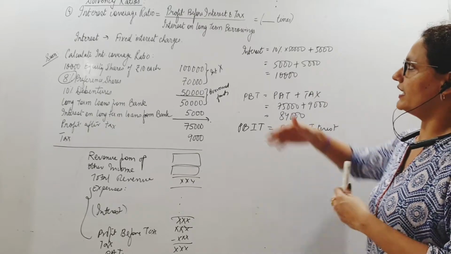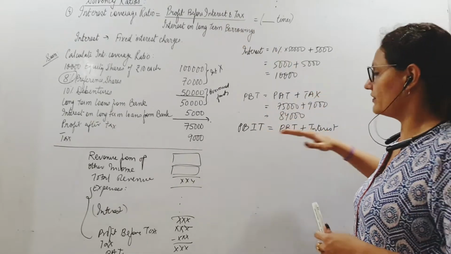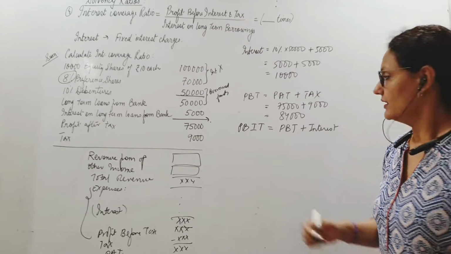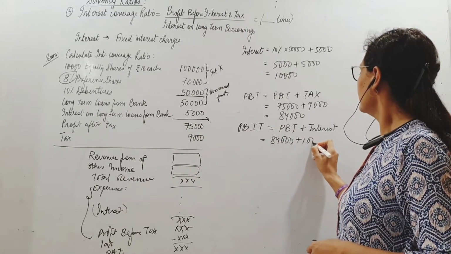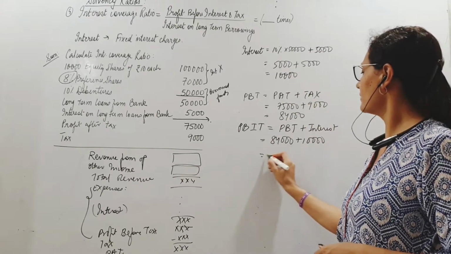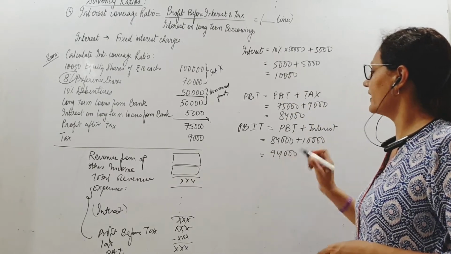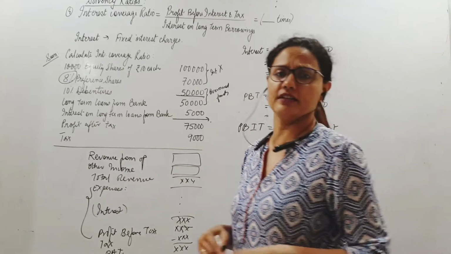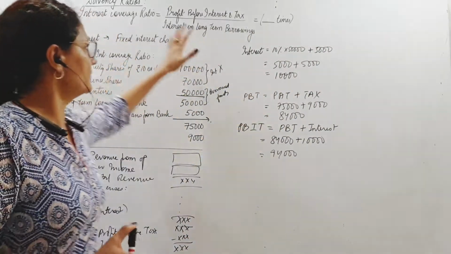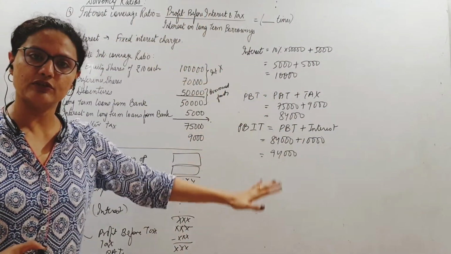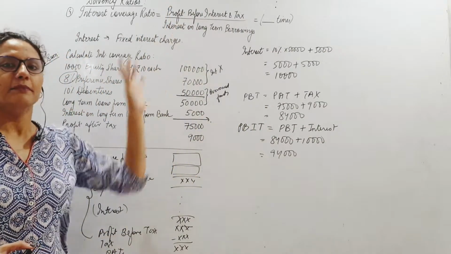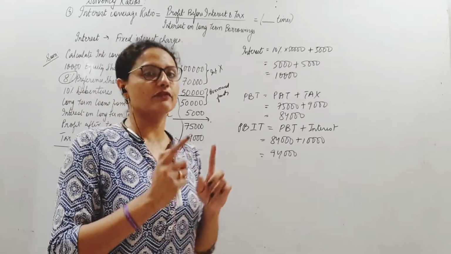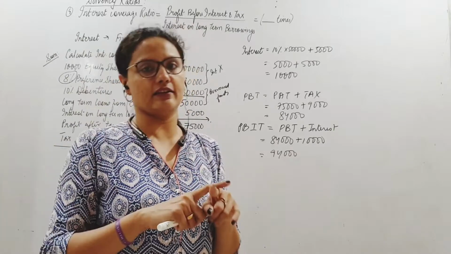So before interest, how much was it? Obviously we will add back interest. So here it comes to 84,000 plus interest, which I have already calculated as 10,000. So 94,000 is my profit before interest and tax, and that is my numerator. Is that absolutely clear? If it is directly given to you in the question, you simply put it back. But here, what is given? Profit after tax. So we had to add tax and interest.